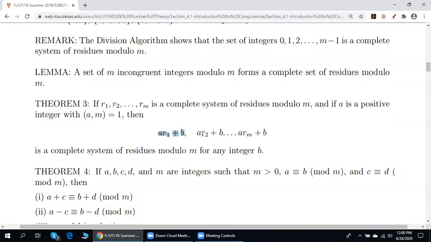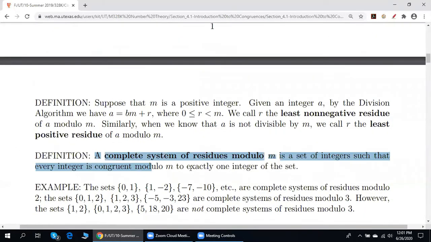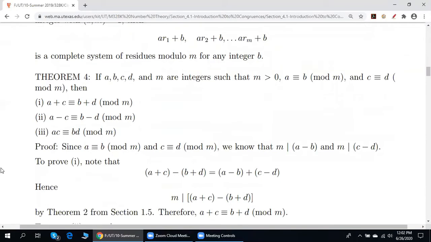This is the idea. Folks, any other questions? So just to make sure, in a complete system of residues modulo m, all of the elements are incongruent? Yes. So please take a look once again at the definition. A complete system of residues modulo m is a set of integers such that every integer is congruent modulo m to exactly one integer of the set. Thanks. Next, please take a look at theorem 4.